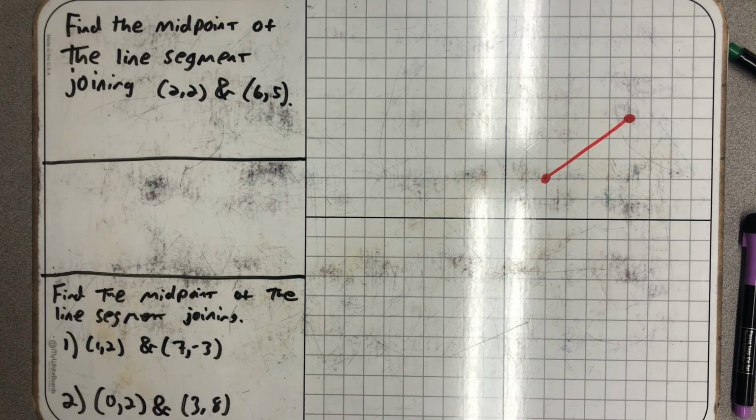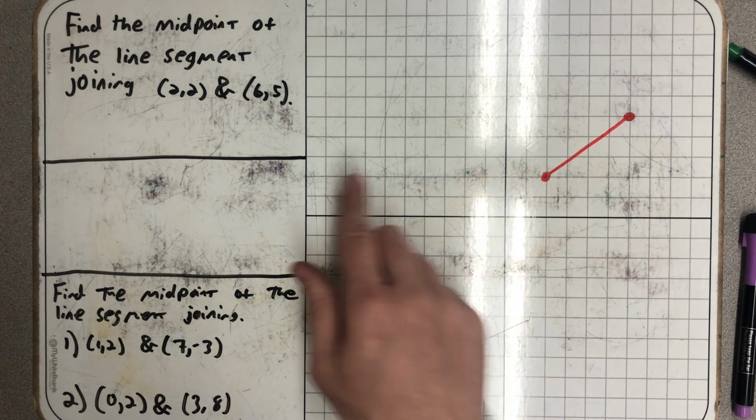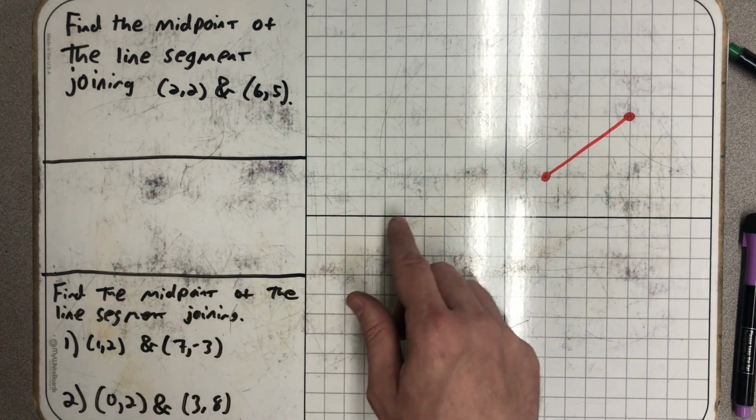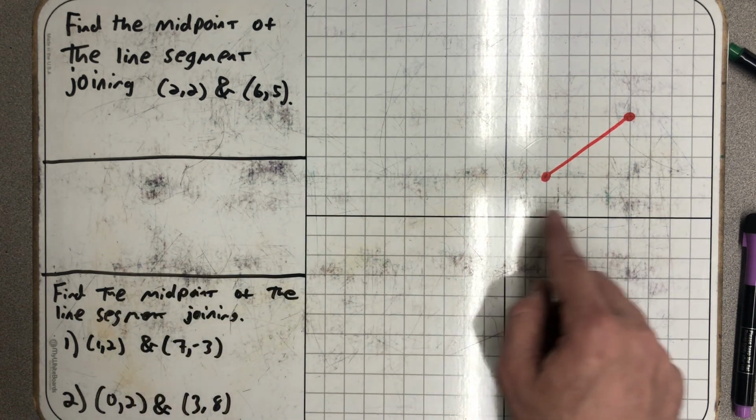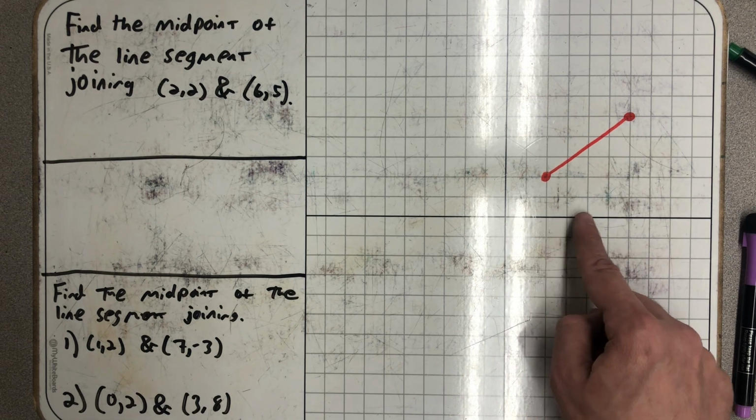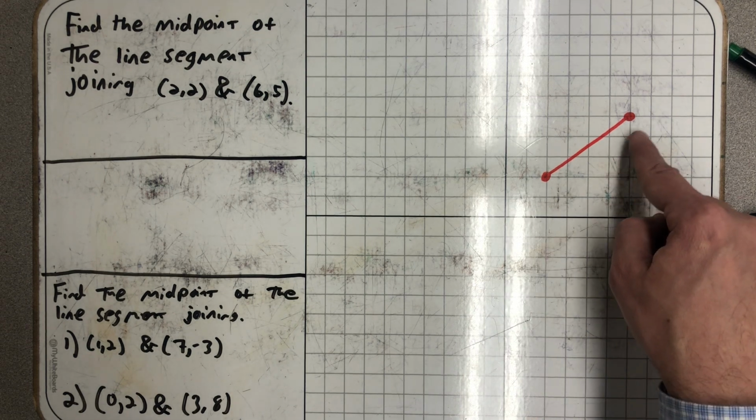In this video, I want to talk about the midpoint formula, and we're going to start just with an example. Find the midpoint of the line segment joining 2, 2, this point, and the point 6, 5. So 1, 2, 3, 4, 5, 6, and 1, 2, 3, 4, 5.